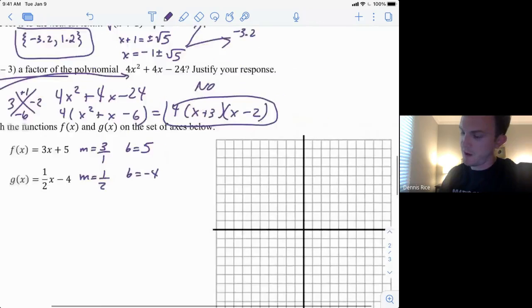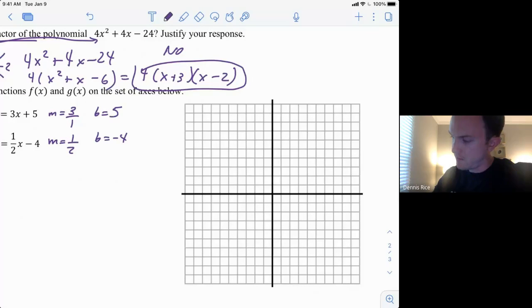Suspicious. Okay, we're going to begin at 5. We're going to move up 3 over 1. Down 3, back 1, down 3, back 1, down 3, back 1.